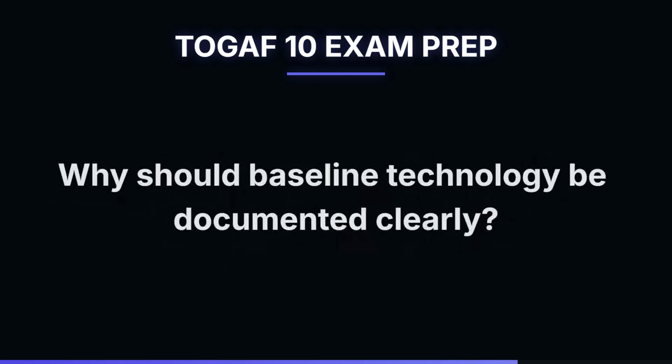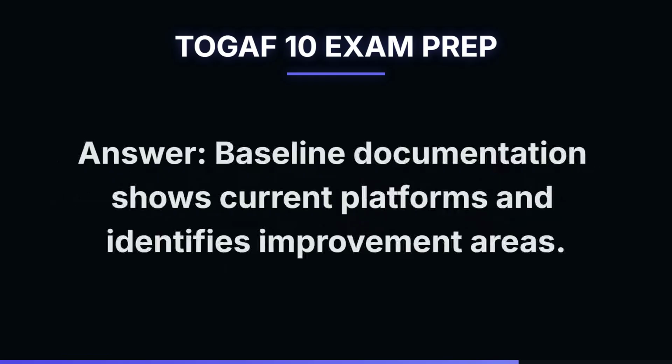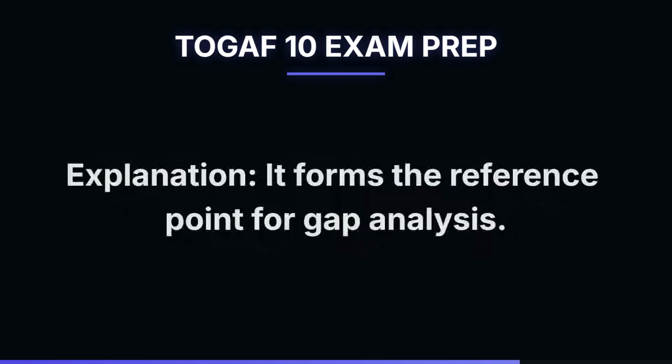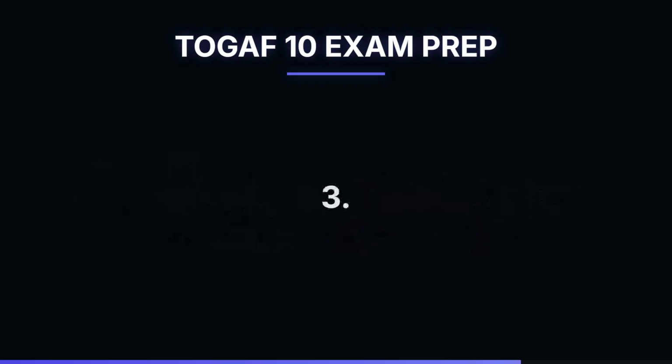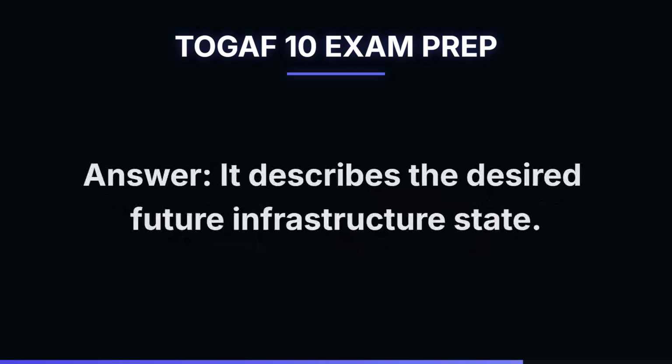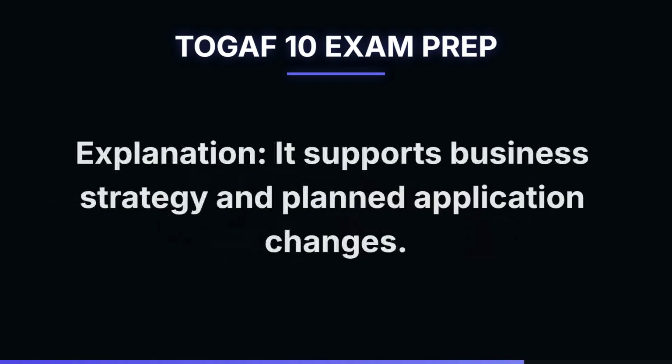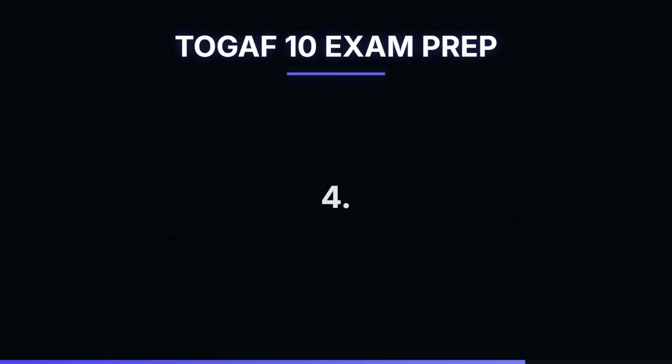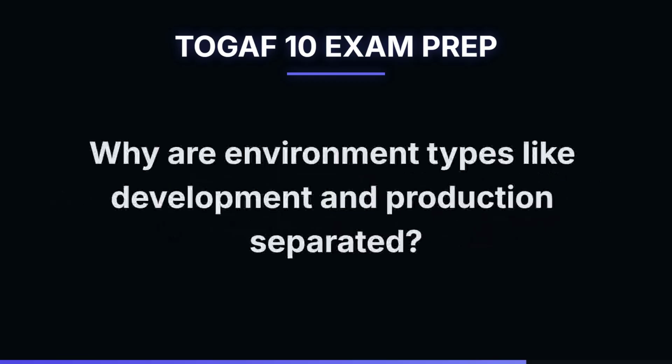2. Why should baseline technology be documented clearly? Baseline documentation shows current platforms and identifies improvement areas. It forms the reference point for gap analysis. 3. What is a target technology architecture? It describes the desired future infrastructure state. It supports business strategy and planned application changes. 4. Why are environment types like development and production separated?